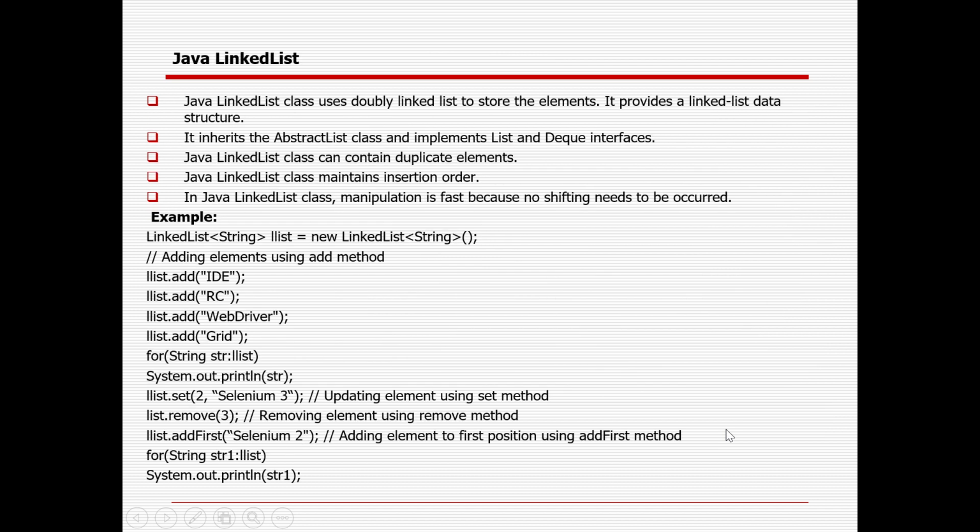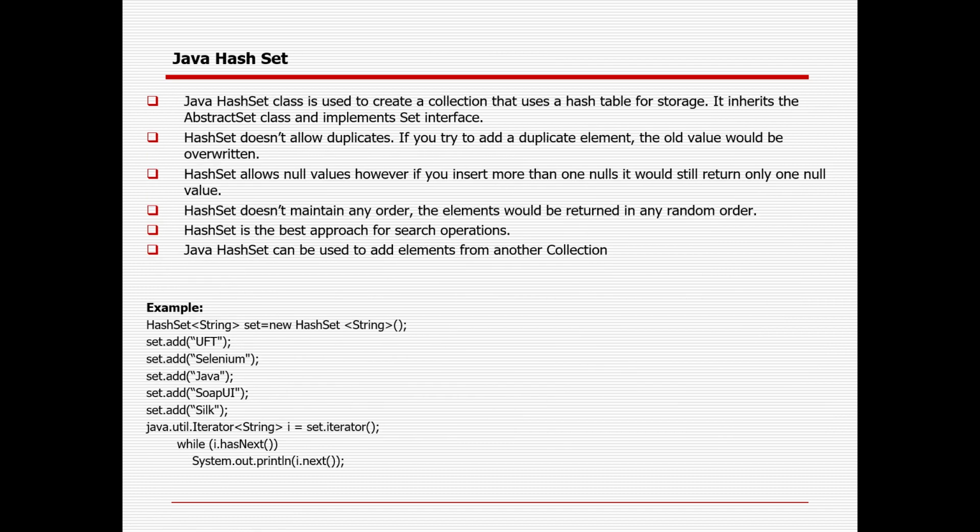So now I'll be covering hash set first. Java hash set class is used to create a collection which uses a hash table for storage. It inherits the abstract class and implements the set interface. Hash set does not allow duplicates. If the user tries to add a duplicate element, the old value will be overwritten. Hash set allows a null value. However, in case you want to insert more than one null, only one null will be there, the remaining will be overwritten. Hash set does not maintain any order. The elements would be returned in any random order. Hash set is the best approach for searching operations. Java hash set can be used to add elements from another collection as well.